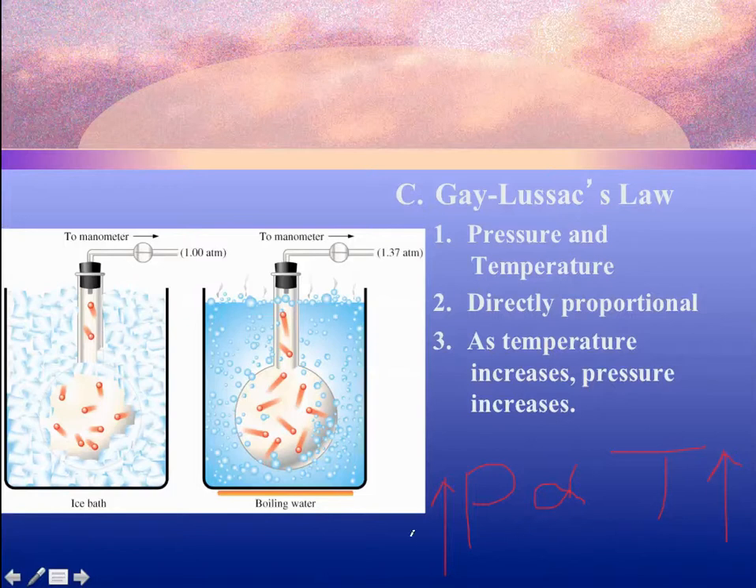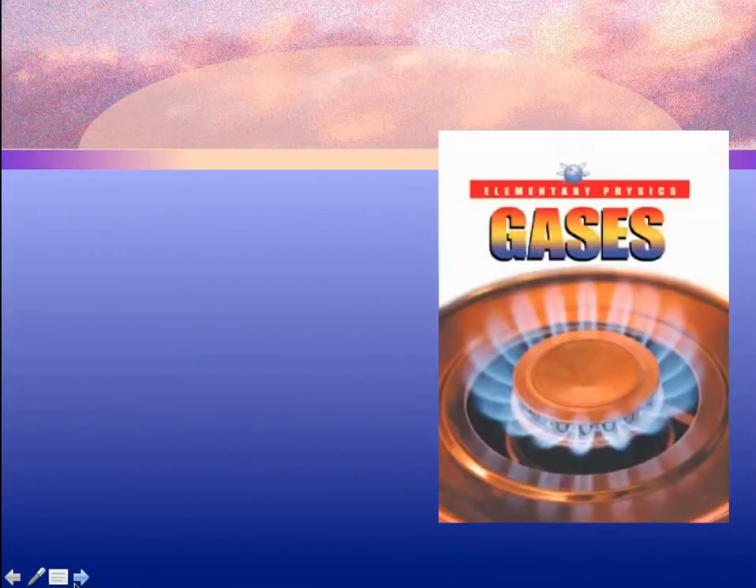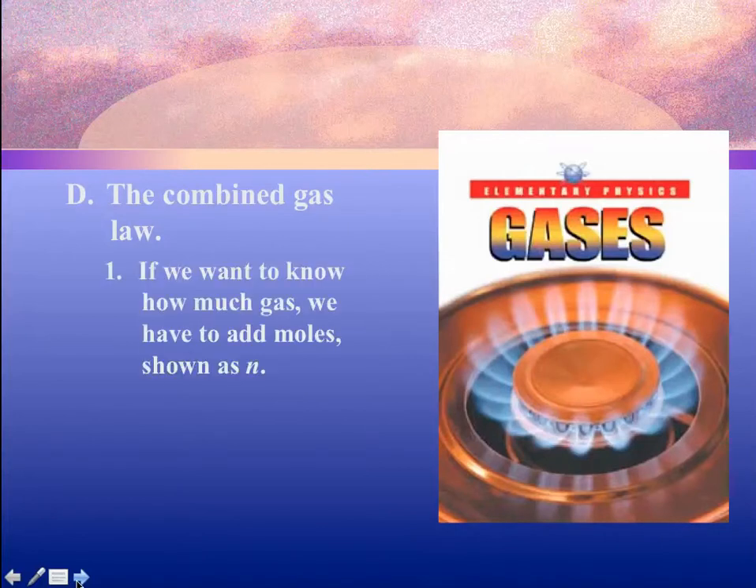Or if you decrease the pressure, you decrease the temperature, or if you decrease the temperature, you decrease the pressure. So whichever one you do change, you're going to have a proportional change in the other variable. So what does this all mean? Well, we get something called the combined gas law.